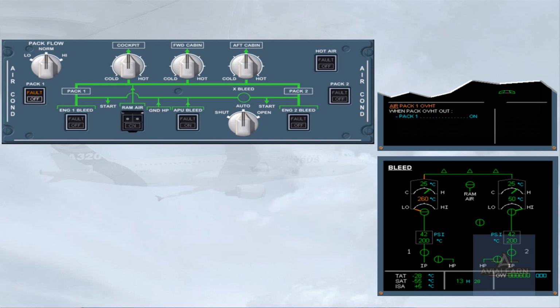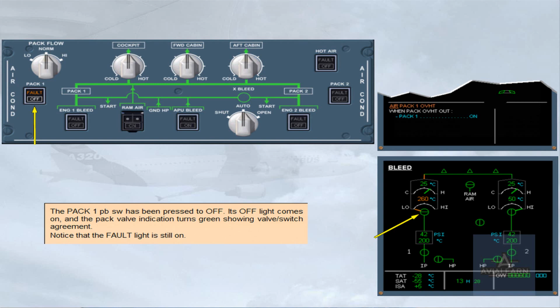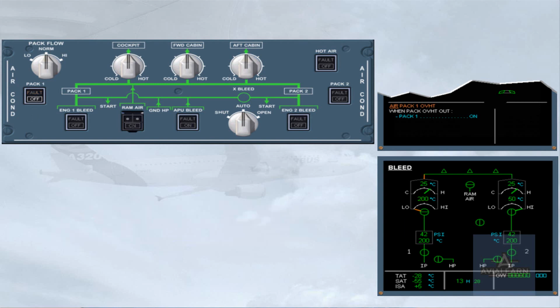The pack 1 push button switch has been pressed off. Its off light comes on, and the pack valve indication turns green, showing valve switch agreement. Notice that the fault light is still on. The completed procedural step disappears from the engine warning display. The compressor outlet temperature is now decreasing.